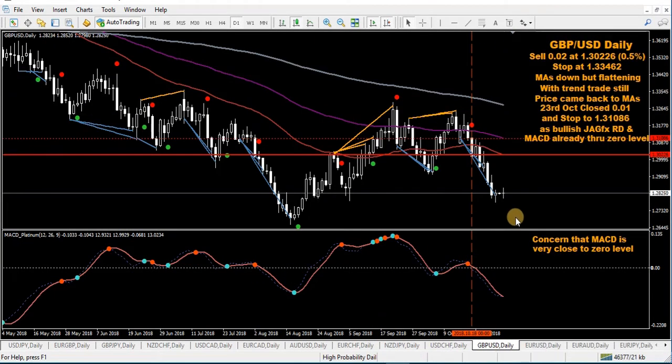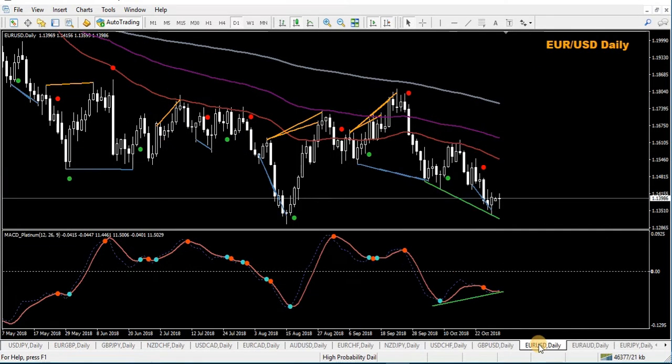Right, pound USD in a sell back here. I've already closed half. The stop's up here at the moment. MACD still heading down. So we're in no man's land at the moment, but that could move this week. I'll show you the news.